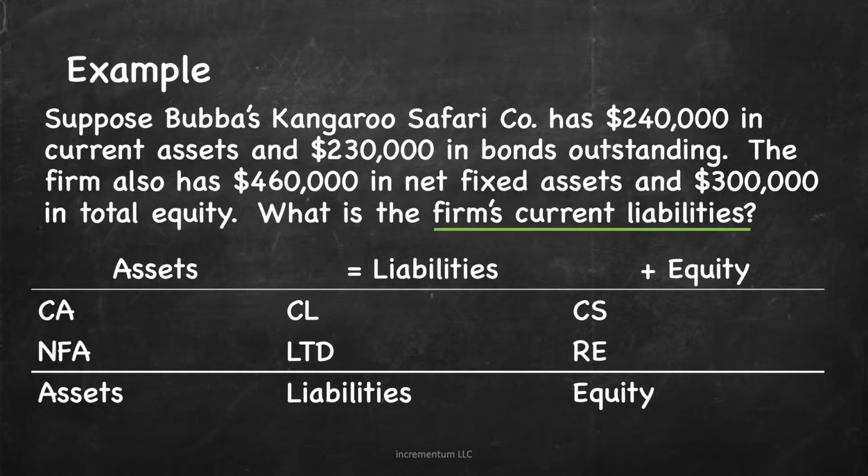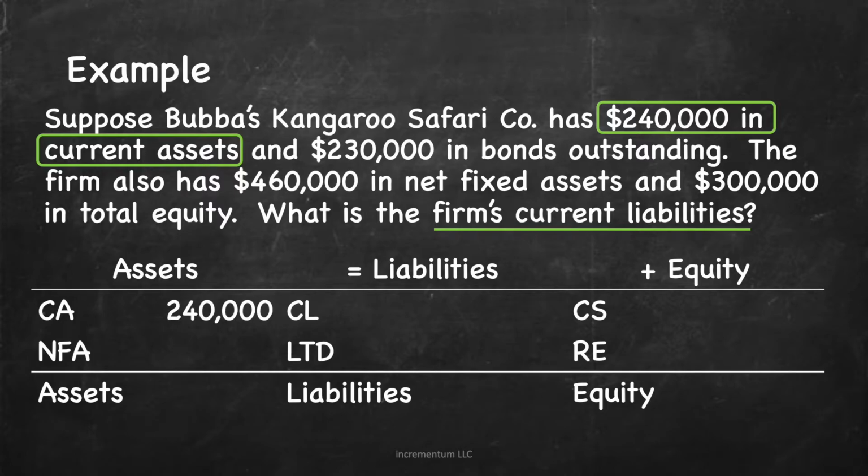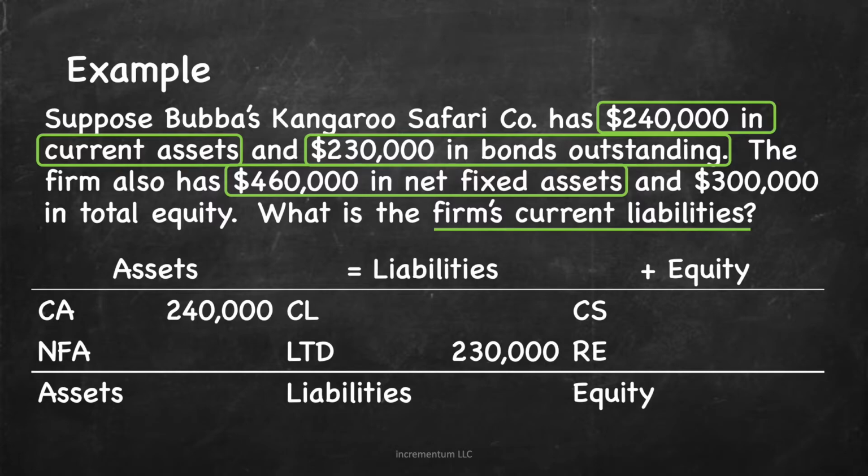So now we'll go ahead and fill in as much as we can to see if we can calculate current liabilities. The problem tells us that we have $240,000 in current assets, so we can fill that in on our template next to current assets. The problem also tells us that we have $230,000 in bonds outstanding. Bonds outstanding are long-term debt, so we're going to fill that in next to long-term debt on our balance sheet. Then we're told that net fixed assets are $460,000, so we'll fill that in next to net fixed assets on our balance sheet.